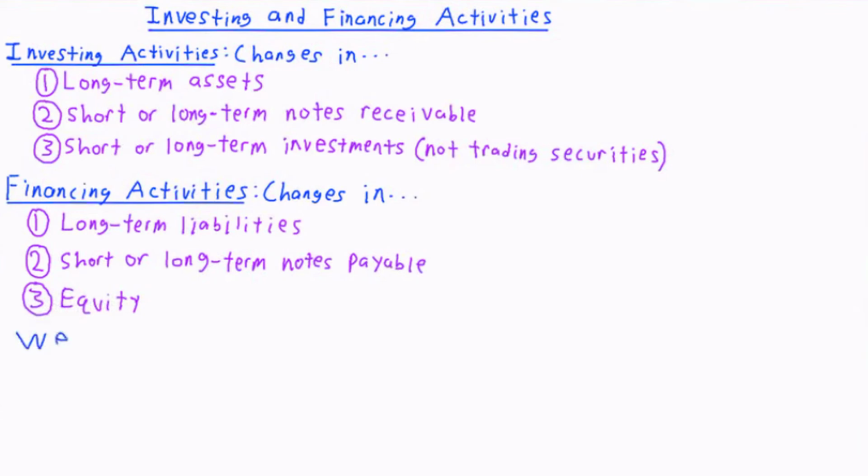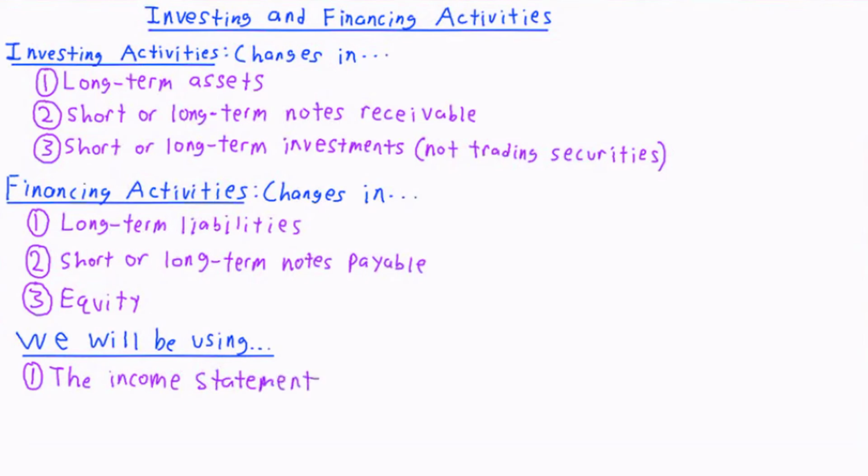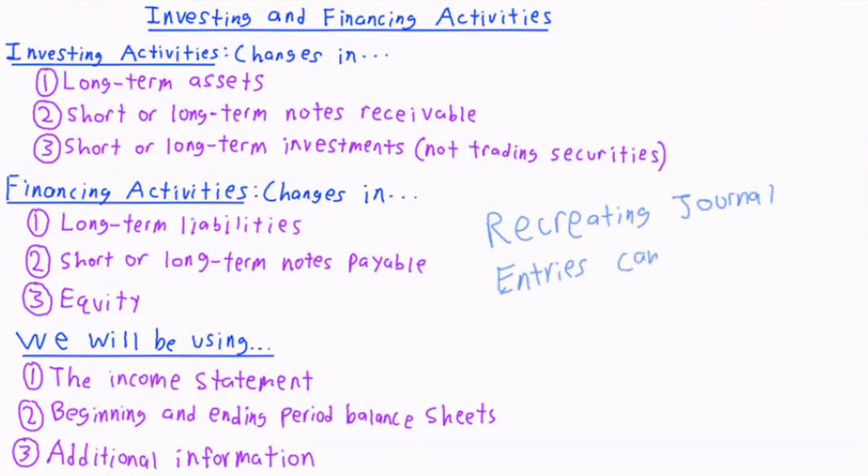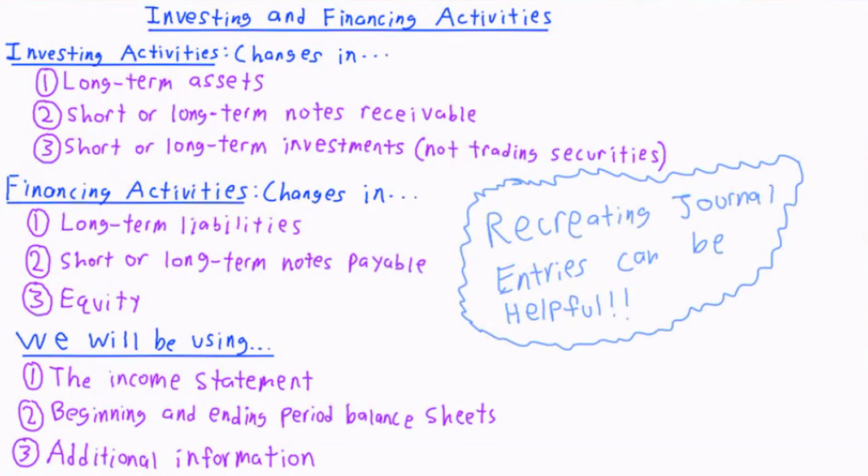In order to complete the investing and financing portions of the statement of cash flows, you will need to use an income statement, beginning and ending period balance sheets, as well as additional information that will be given related to investing and financing activities. It can be helpful to recreate the journal entries related to many of the investing and financing transactions, and some teachers require journal entries when completing the statement.